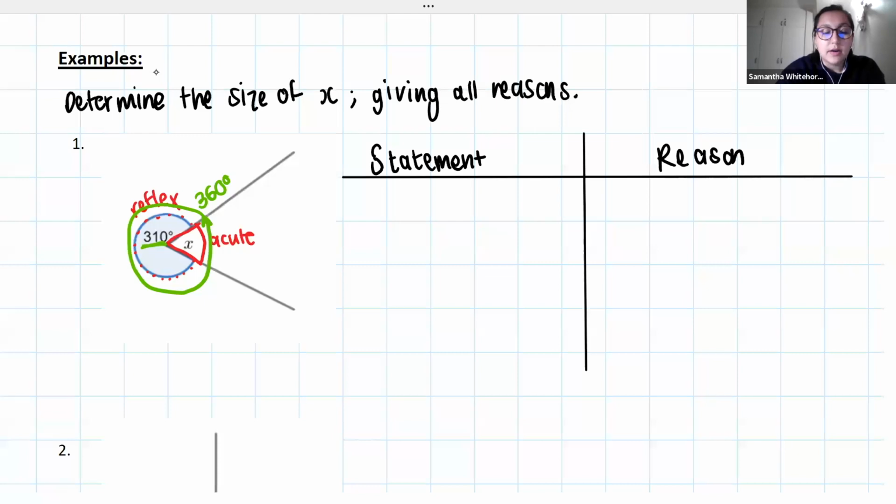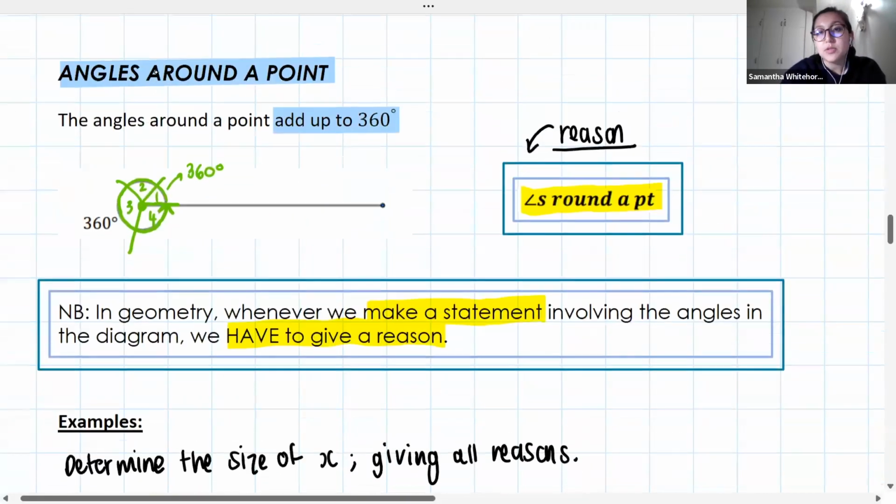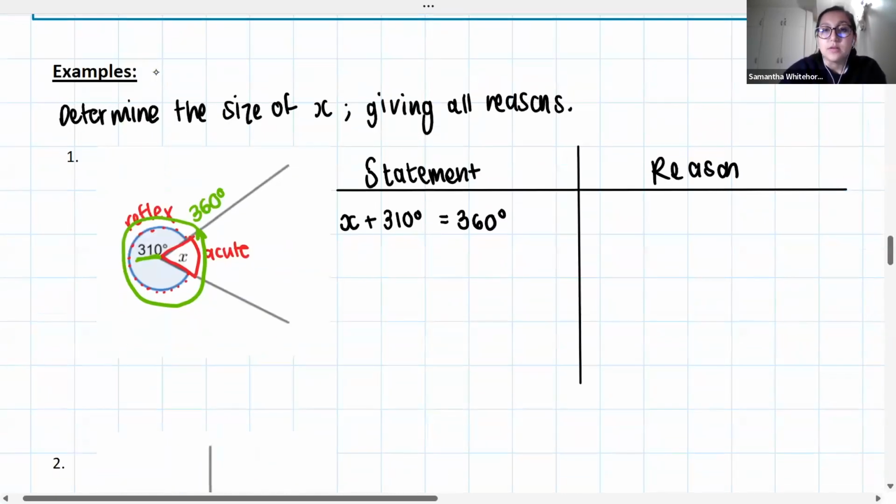Right, so looking at our diagram, we can sort of see what we need to do. We are now going to make our first statement. We know that X plus 310 degrees must give us 360. I'm making a statement about how I'm going to start solving for X. But because I've given a statement, exactly as Joshua said, I have to give a reason. You have no choice in the matter. You have to do it. Our reason here, and we go back up to what I said our reason was, this is just what we write down, angles round a point.